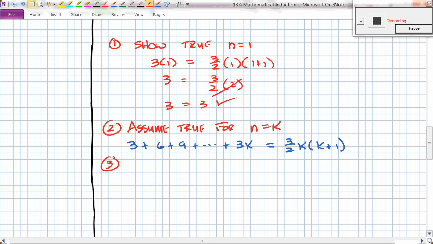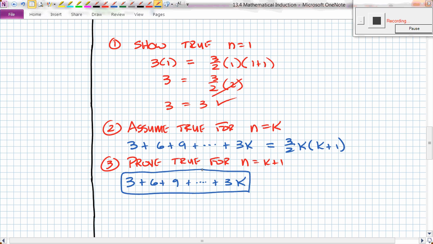Okay, step 3. We were trying to prove true for what? For the next term. For n is equal to k plus 1, which represents the next term. So what does that physically look like? It looks like this: 3 plus 6 plus 9 plus blah, blah, blah, plus 3k. Then I stop. Can we box that right now? We're going to put a box around that. But we've only gone up to the kth term. We have to add on the next term. So that's going to be 3 times k plus 1.